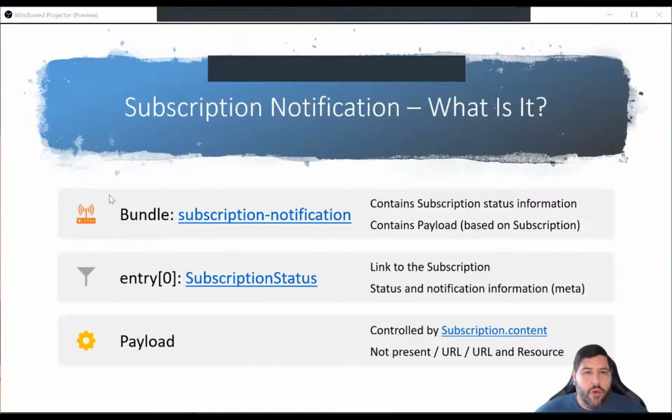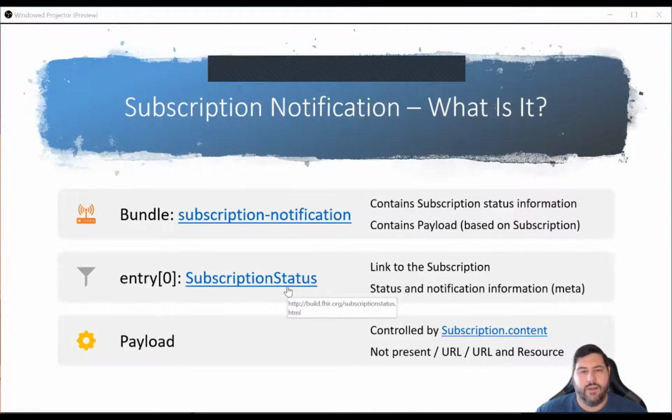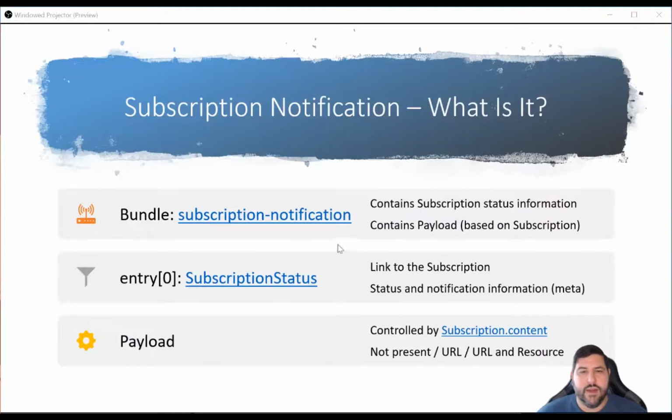So I've kind of glossed over this so far, but what is in a notification? And this is where things start to diverge between the R4 and the R5 versions a little more. In R5, we have a nice new bundle type called subscription notification. And that has our nice subscription status resource to give all the meta information, the link back to the subscription, the link to the topic, information about how many events, error detection, all those kinds of things.